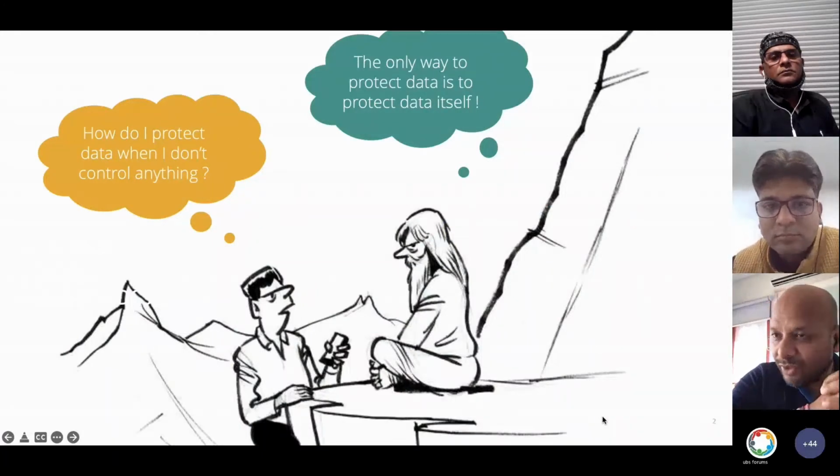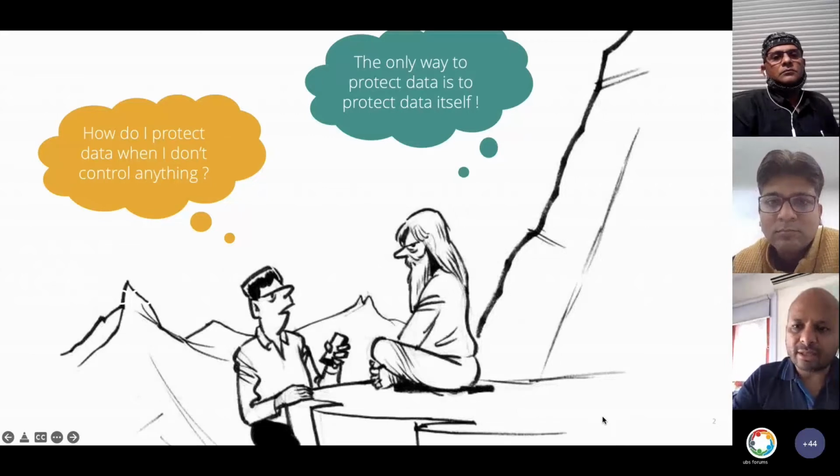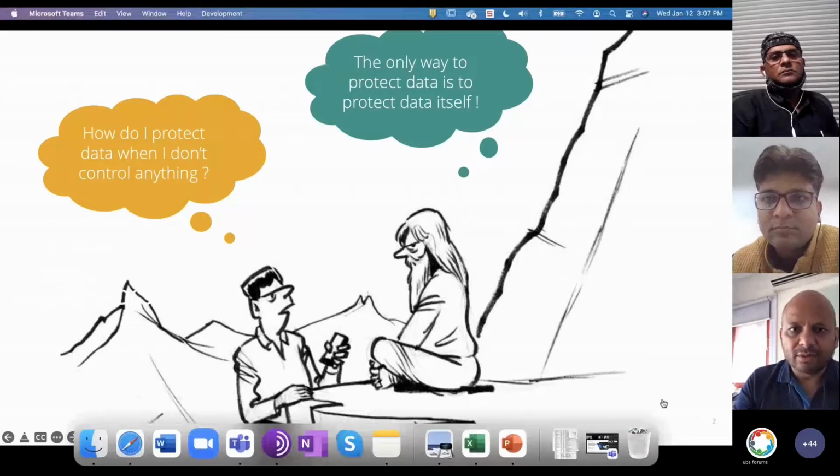And the answer very frequently that we get nowadays is, if you want to protect data, the only way is to protect data. I know it sounds like a most obvious thing to say, right? Hey, if you want to protect data, you should protect data. That doesn't even sound like a sentence, but that's the reality, that our efforts and initiatives need to start moving towards security of the data, right?